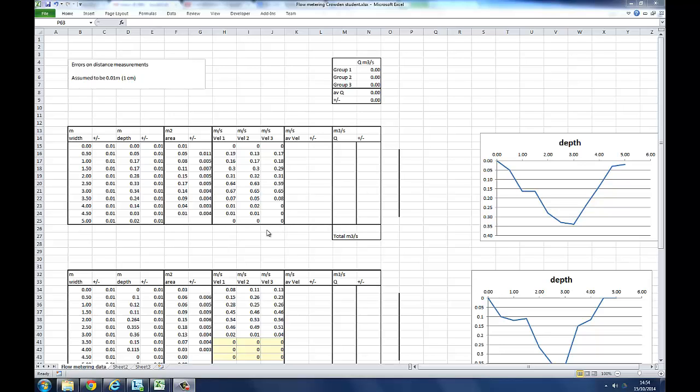You also need to carry the errors. So we've got the width and the depth. I've assumed that there's a 1 centimetre error on any of the distance measurements. The error's probably less than this, but when the water's turbulent and you're measuring the depth, the water moves up and down a bit. And similarly, when you stretch the tape across the river, it's not exactly vertical.